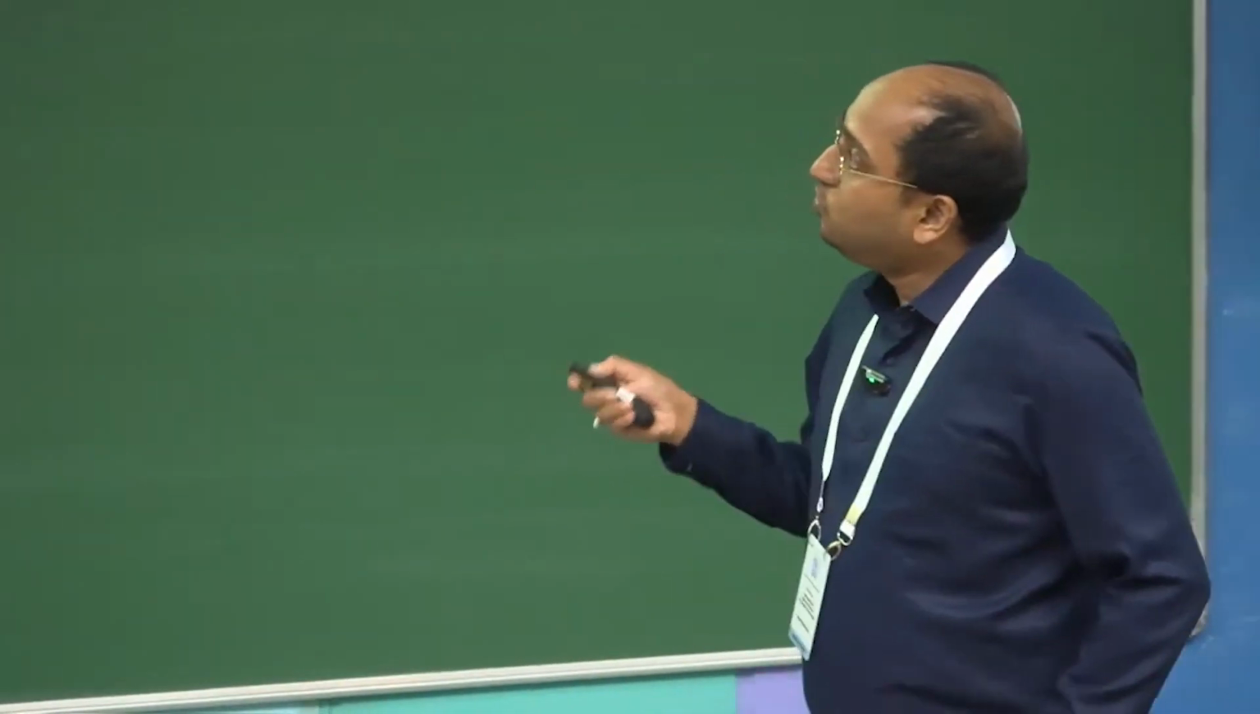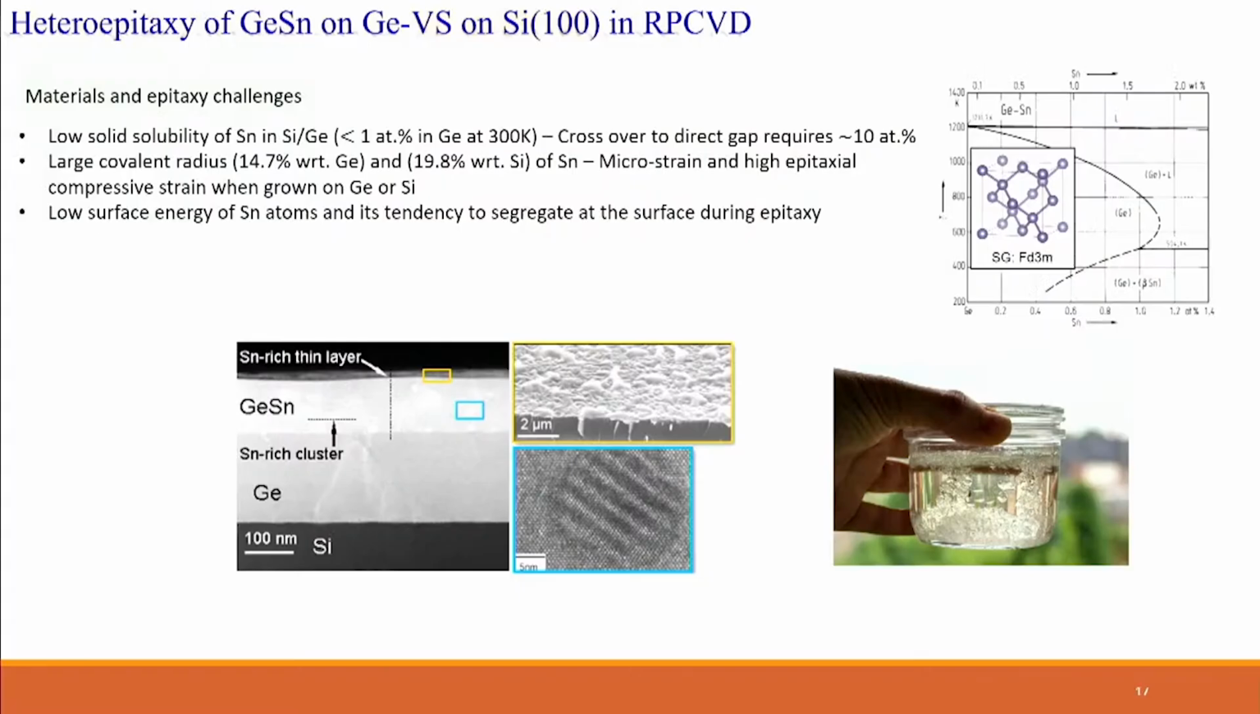So if we don't do things properly, this is what we end up with, a messed up structure. Complete segregation of tin on the surface, bulk precipitate formation. There is not much we can do with it. So how do we tackle this using epitaxy?